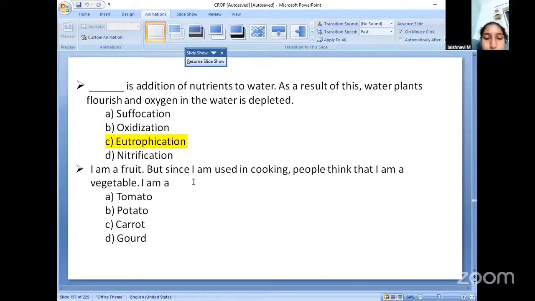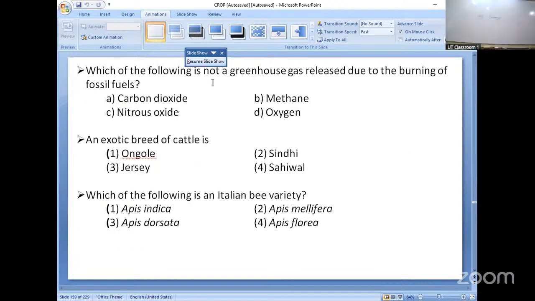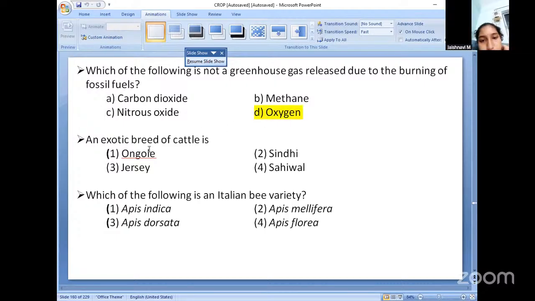I am a fruit, but since I am used in cooking, people think that I am a vegetable. I am a tomato. Which of the following is not a greenhouse gas released due to the burning of fossil fuels? Carbon dioxide, methane, nitrous oxide, oxygen. Oxygen. And the exotic breed of cattle is Jersey. Which of the following is an Italian bee variety? Ma'am, I guess the second one.